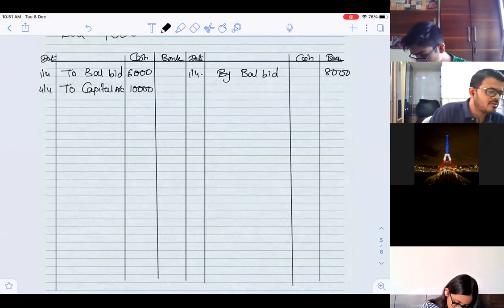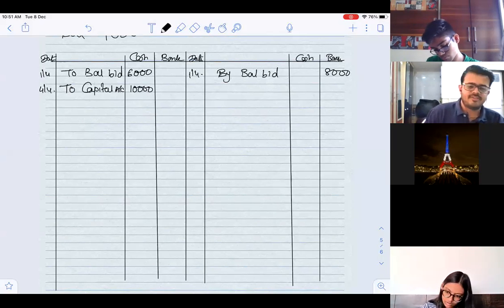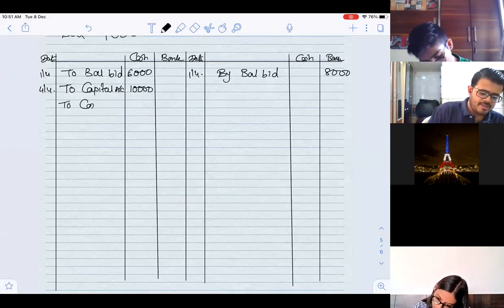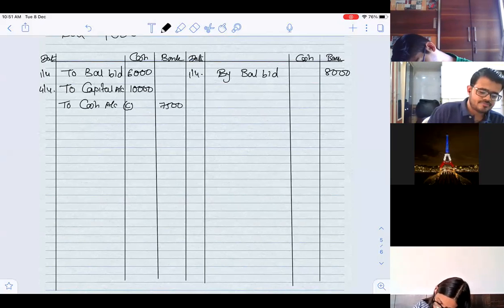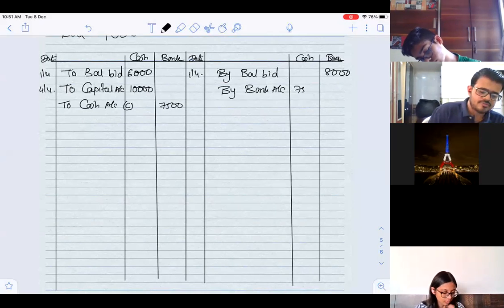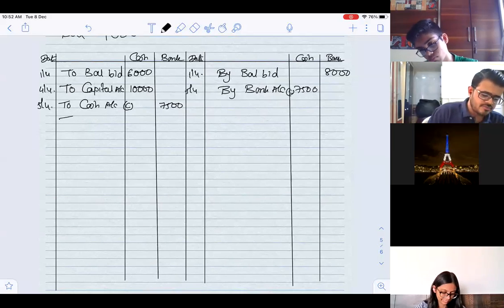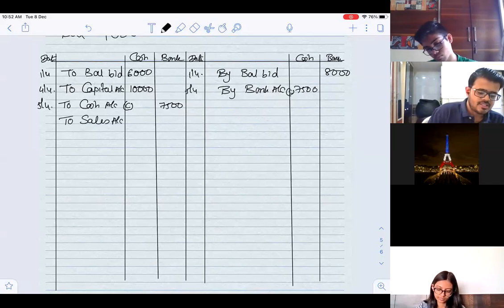This is on 4th. On 5th, deposited 7,500 into bank. This is a contra entry. Bank to cash. To cash, bank column. By bank, cash column. Got it? This is on 5th of April. Then cash sales of goods. What is the entry for cash sale of goods? It is cash to sales. So to sales, cash column 4,200.